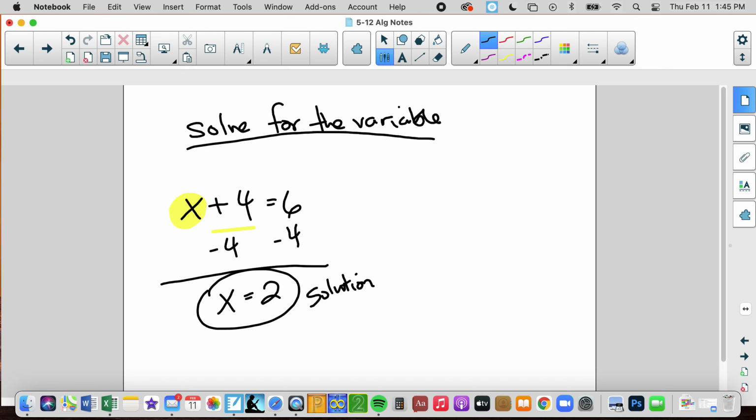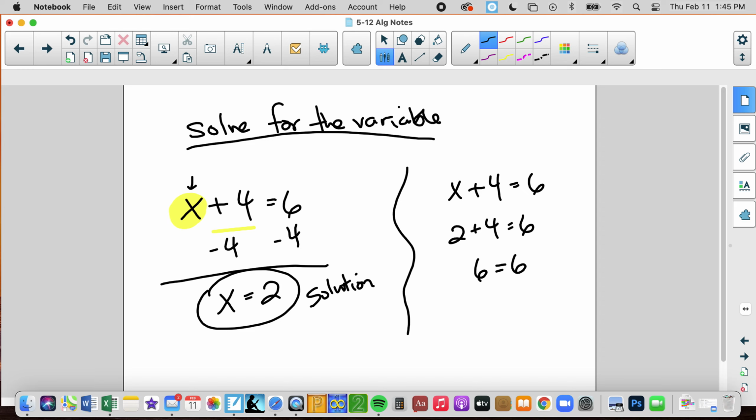There's only one number that can go in for x that would make the left side equal to the right side. So if we plug that in, you start off with this equation. And if we plug in the 2 and simplify that left side, we get the left side ends up equaling the right side. So that's why we know that this 2 is a solution to this equation.